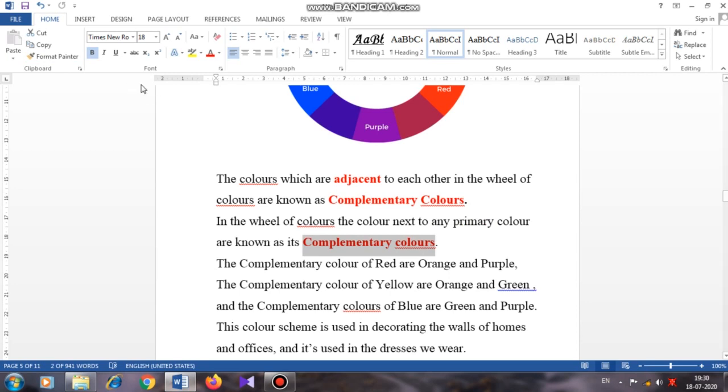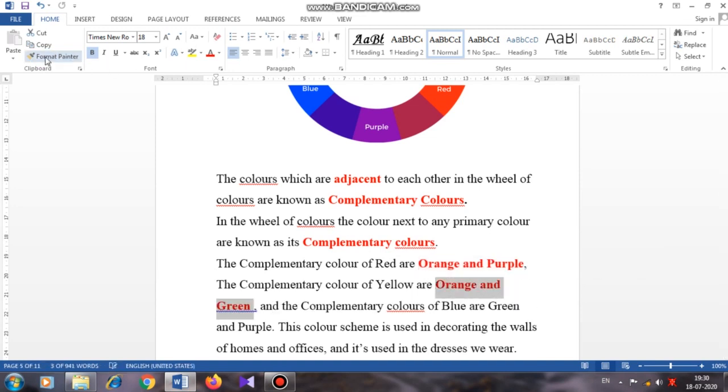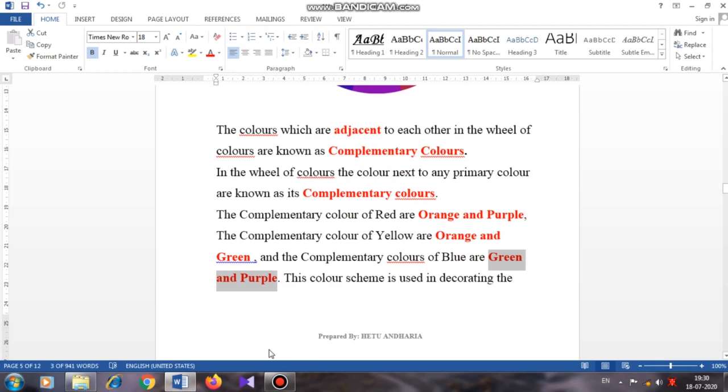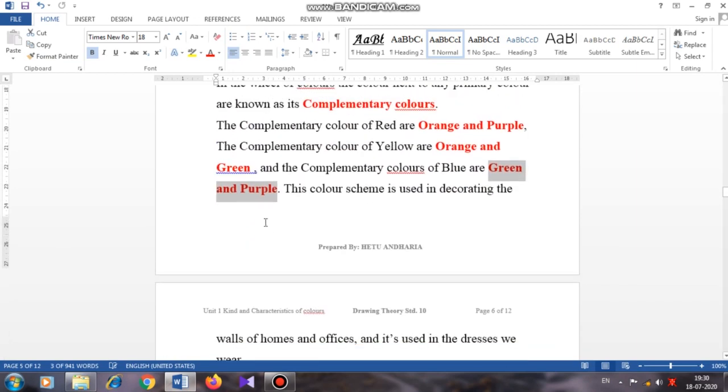Then comes which color is the complementary to which other color. So the complementary color of red is orange and purple. The complementary color of yellow is orange and green. The complementary color of blue are green and purple. Fine. Now where can we see the usage of this type of color scheme?